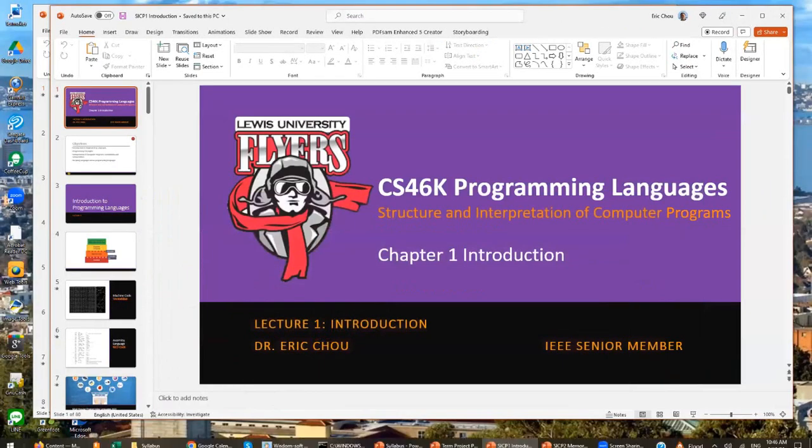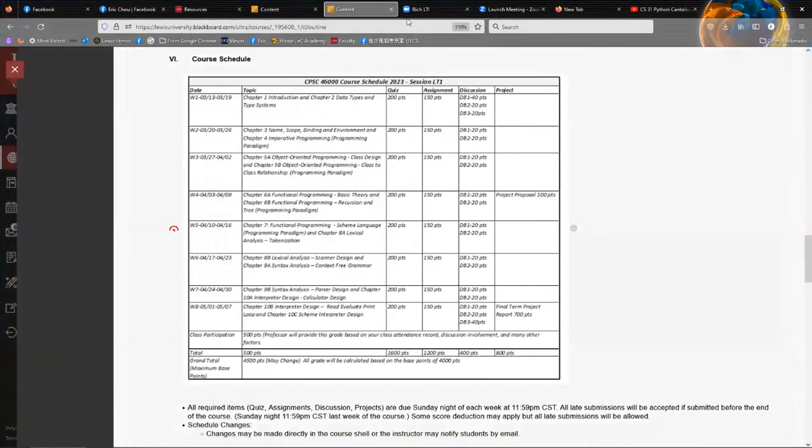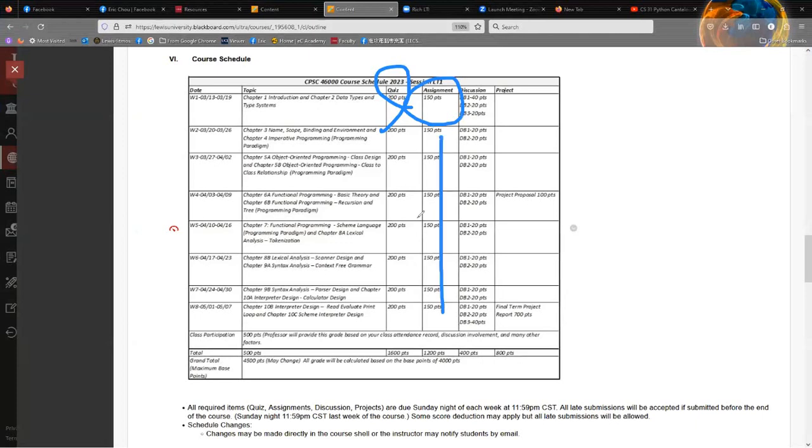So basically, let's look at the syllabus one more time. I'm sorry. The syllabus is saying that every week there is a quiz and assignment, right? So that's fine. Discussion, to talk about something related to the course. That should be fine. Usually, I don't deduct points for discussion. And then there's a term project proposal, and there's a term project. Okay, let's talk about the term project now.